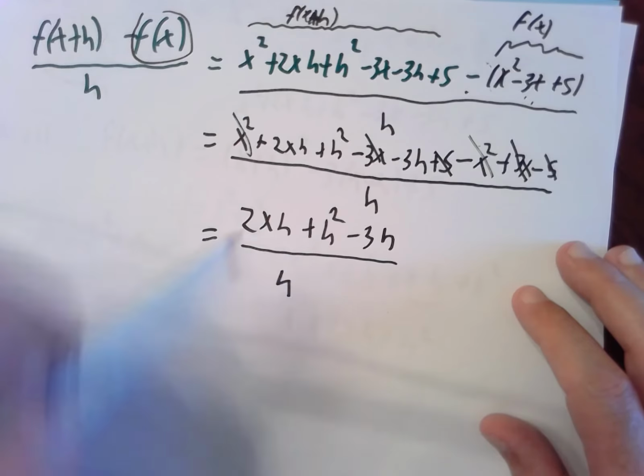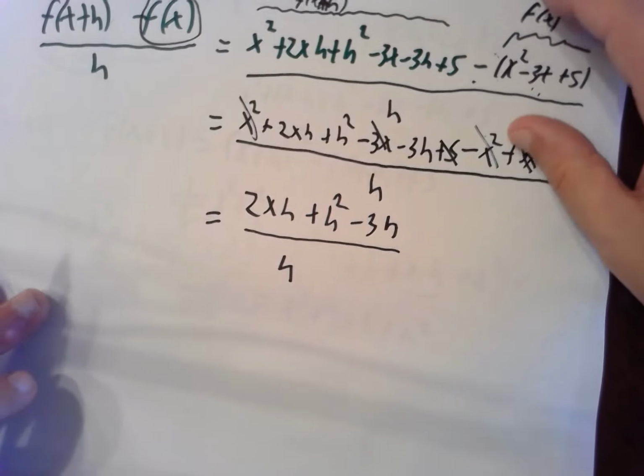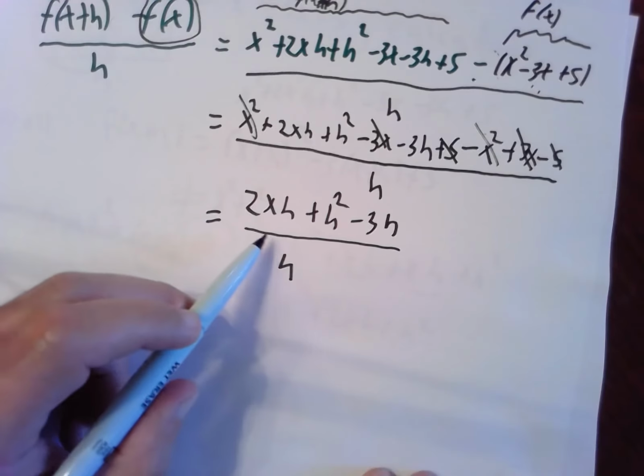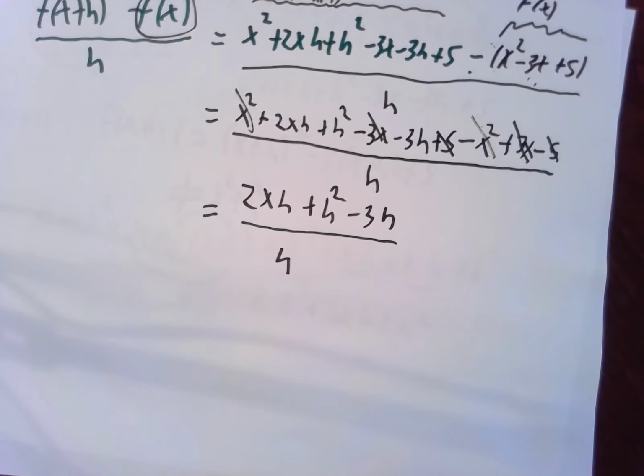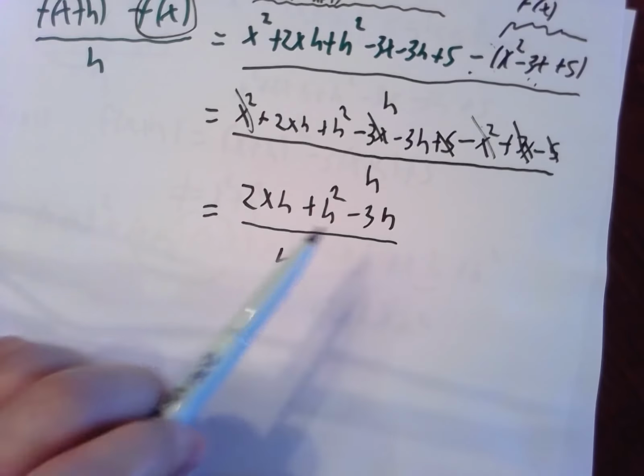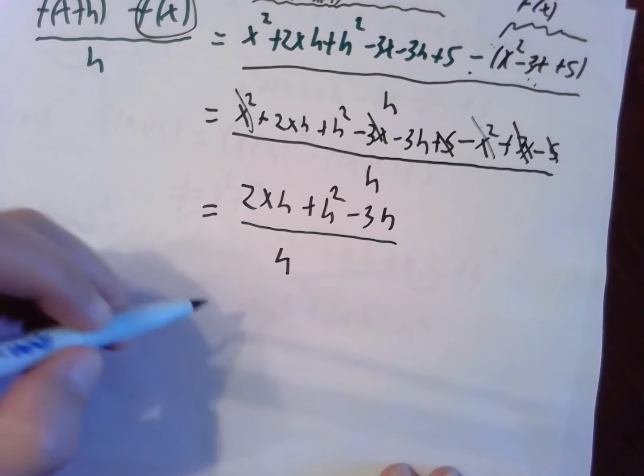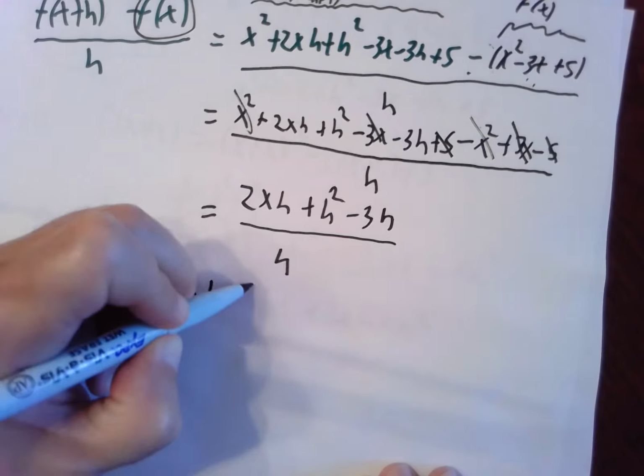If I want to make this h in the bottom cancel out, I need to factor that common factor of h out of the top, which will always happen. At this point, you always get a common factor of h. And that's always your next step. Factor out that common factor.